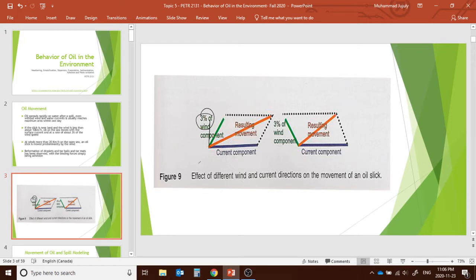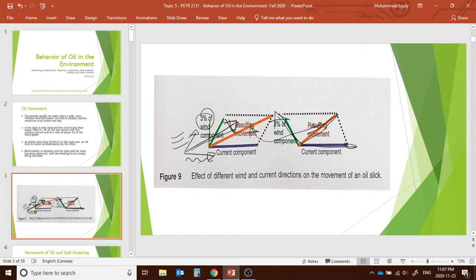So if the wind is in this direction and the ocean's wave movement is, sorry, in this direction, in that case the resultant is over this direction. So this is the sea wave and this is the wind, so the resultant of the spill would be in this direction. However, if the current is in this position and wind is in this direction, okay, so the resultant would be in here.